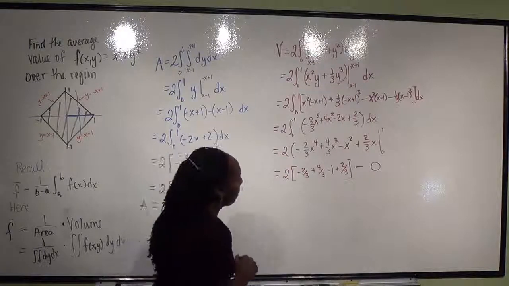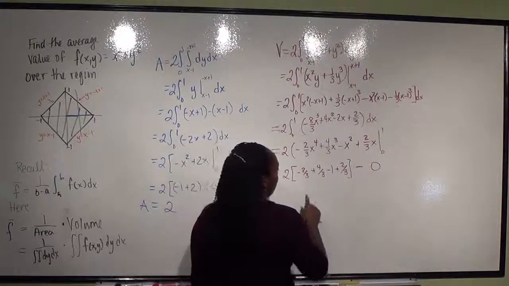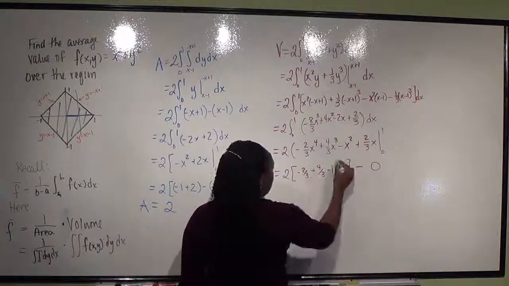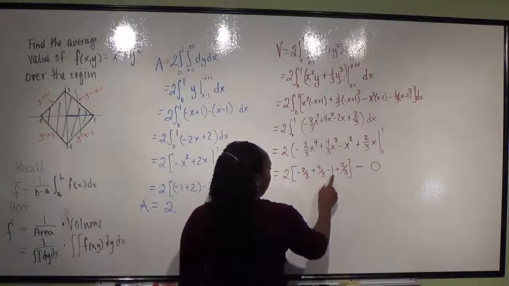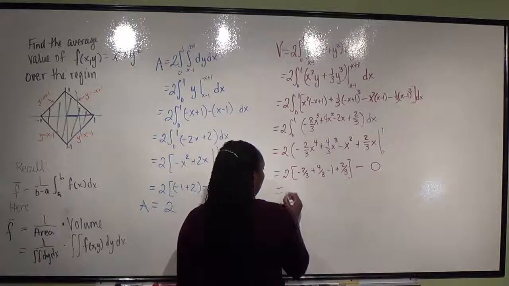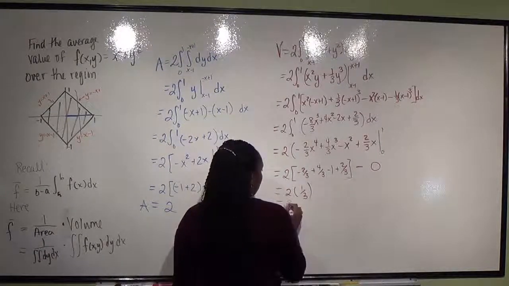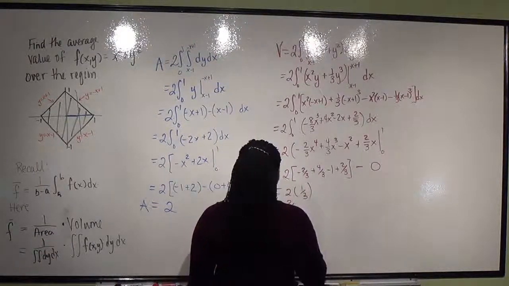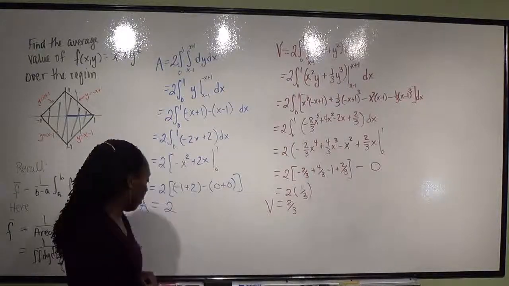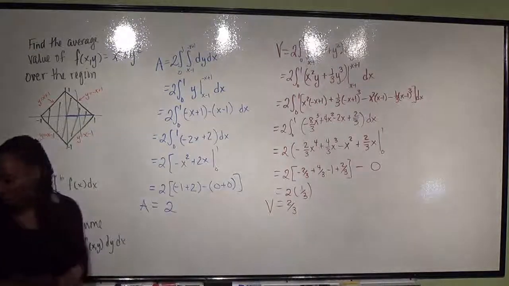Okay. From there, simplifying, our 2/3 are going to cancel out. So we'll have 4/3 minus 1, which is a third, times 2, which looks like 2/3. Okay, so there's our volume for this.